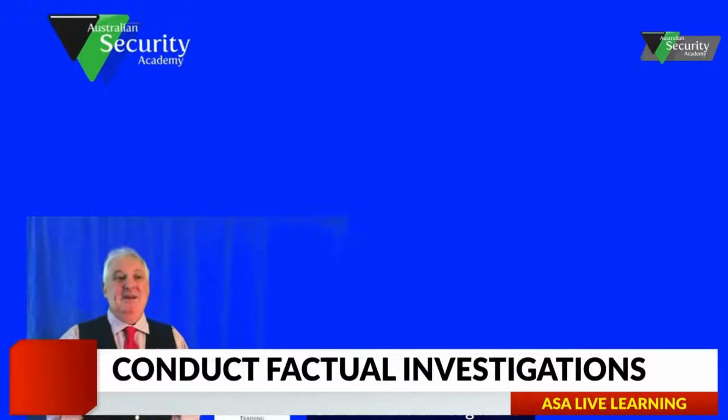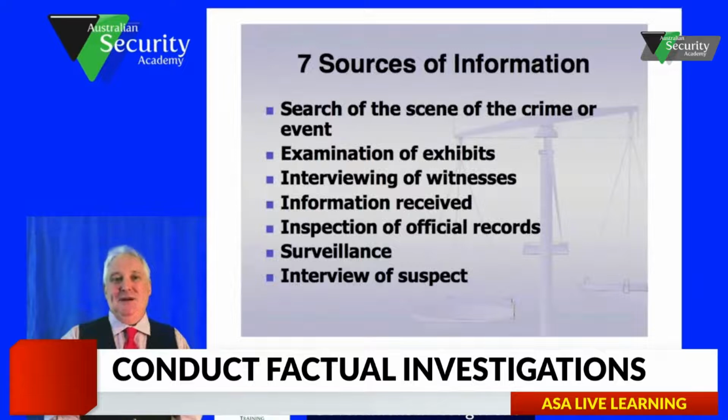So there you have it, the 7 sources of information available to everybody. Search of the scene, examination of exhibits, interviewing of witnesses, information received, inspection of official records, surveillance, and interview of the suspect or person of interest.